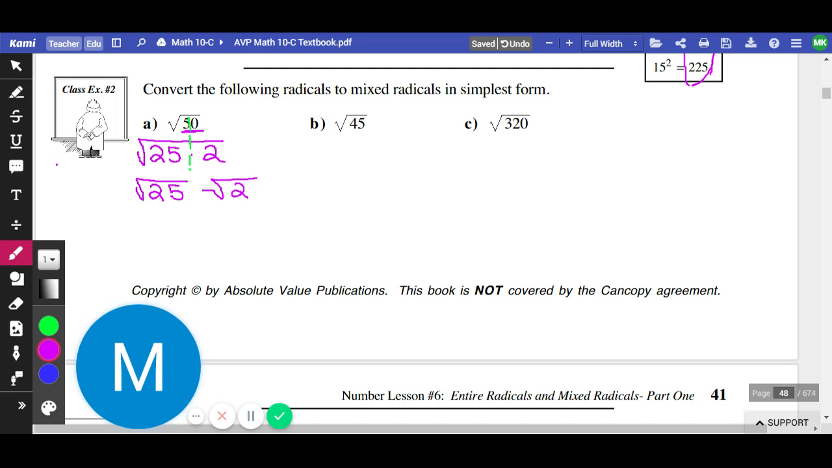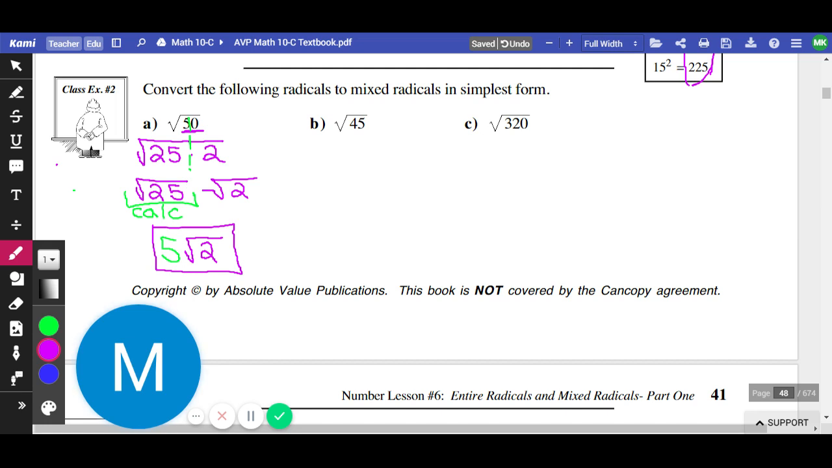The reason that's beneficial to us is because we picked a number that is a perfect radicand, perfect square, whatever you want to call it. We can calculate this thing. We can actually put in our calculator, go square root 25, and you'll find it equals 5. That is now my coefficient. The square root of 2 is now my radical. I've successfully converted my entire radical into a mixed radical. Awesome.